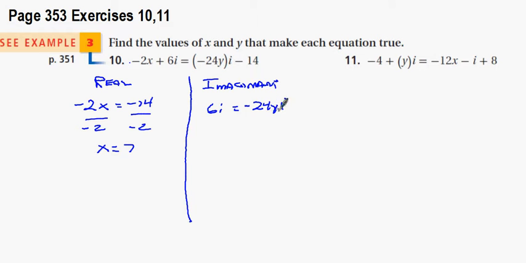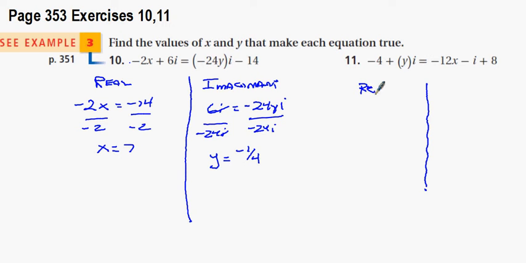Here, I'm going to divide both sides by negative 24i. The i's cancel, and 6 over negative 24 reduces down to 1/4. So y is equal to negative 1/4. Doing the same thing for number 11. Again, we have the real, and we have the imaginary.